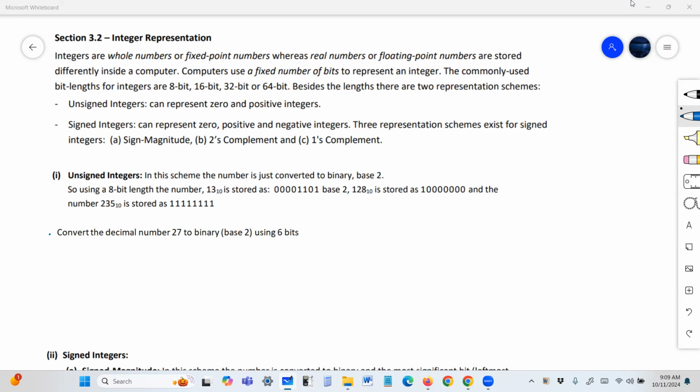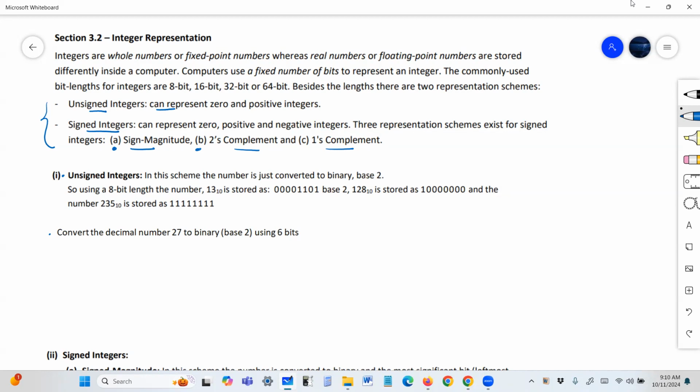So there are two things that we have to keep in mind. If the integer is unsigned, meaning no positive or negative sign, so by default it is a positive value, there's only one way to represent this number. And if the integer is signed, then we have three alternatives: sign magnitude, 2's complement, and 1's complement. The two most important ones for signed integers are sign magnitude and 2's complement, but we'll see all three. All right, so let's take a look at the unsigned integer representation.